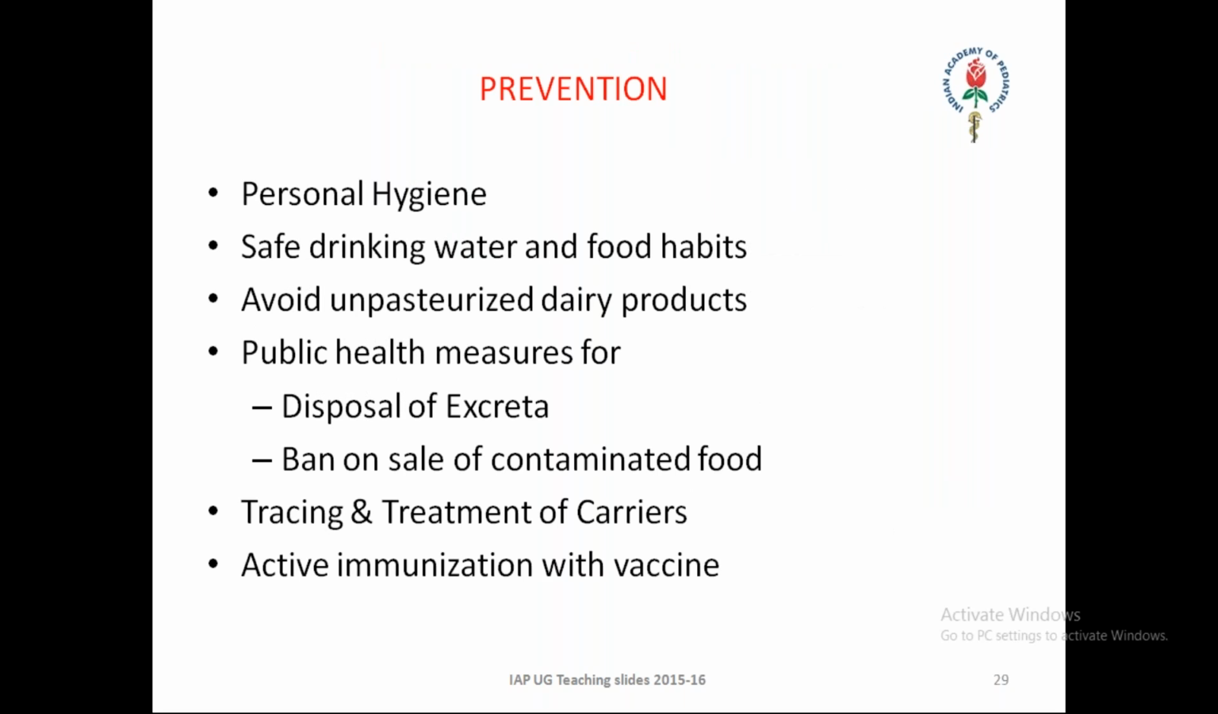Prevention is by personal hygiene. Encourage safe drinking water and good food habits. Avoid unpasteurized dairy products. Public health measures include good disposal of excreta and a ban on sale of contaminated food. Tracing and treatment of carriers is one of the measures, and active immunization with vaccine.